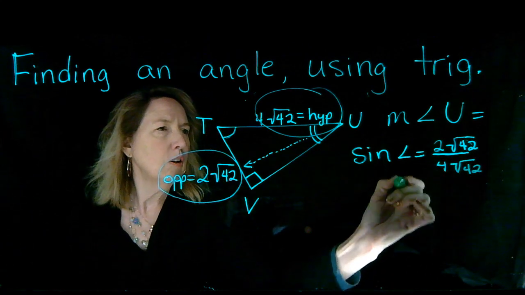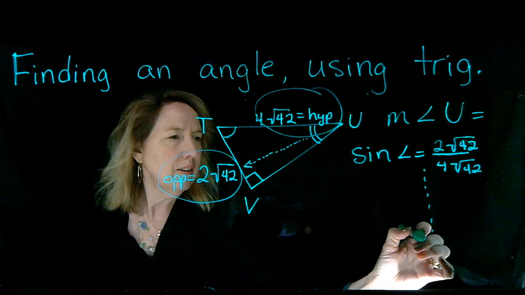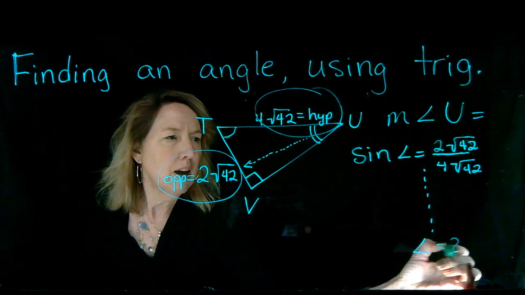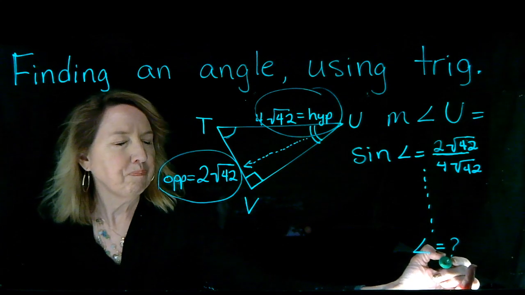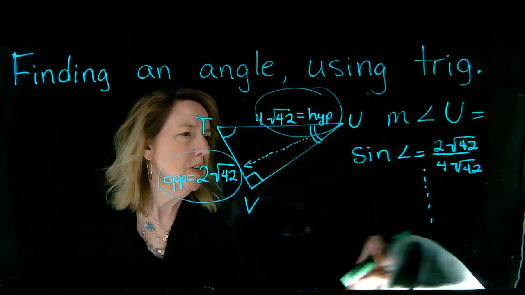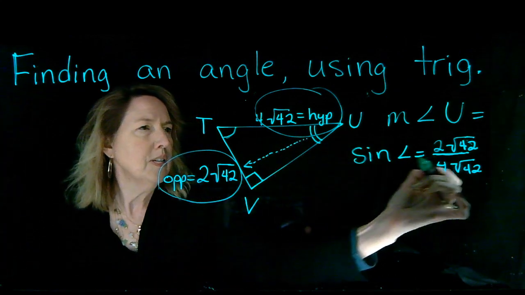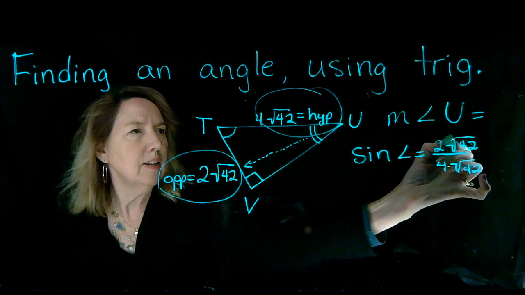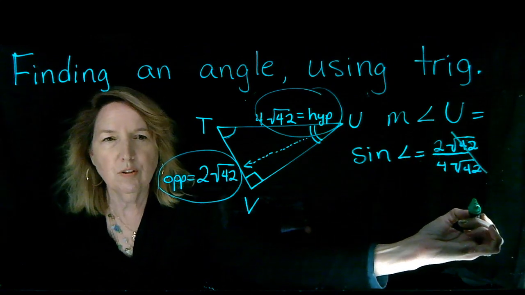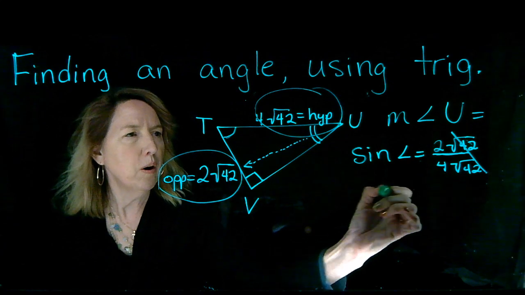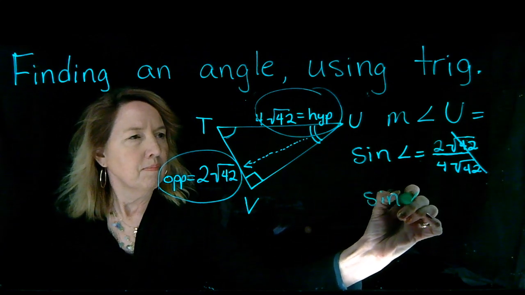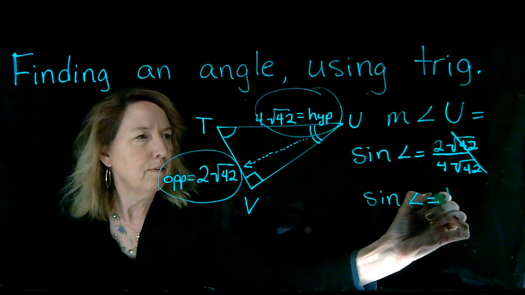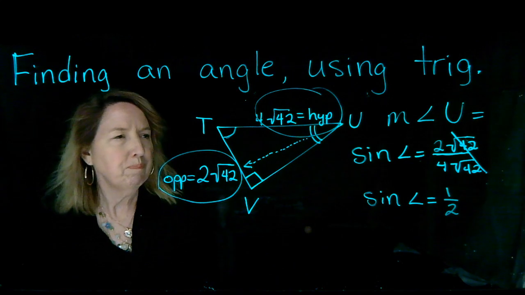And so now our goal is simply to isolate the unknown, the variable, because that will give us the answer if we can do that. Well, what can we do first? The first thing I noticed is that radical 42 over radical 42 can be simplified. It cancels out. So I'm left with 2 over 4. In other words, the sine of the angle is equal to 2 over 4, or 1/2, just reducing that fraction.